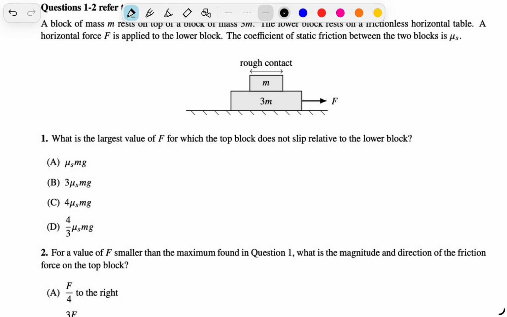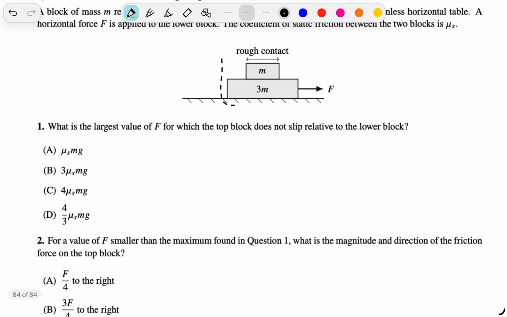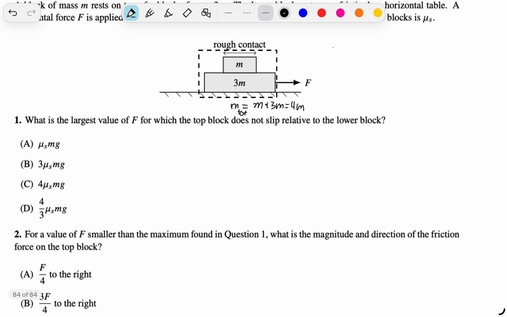So we know we can think of this entire block system as just one, which means that we just have a consideration of a collective mass. So we're going to take our m and our 3m, and we have 4m as the mass of our system. So now we're going to use Newton's second law for the entire system. We know that F is equal to ma, which is 4m times a. So rearranging for acceleration, that's F over 4m.